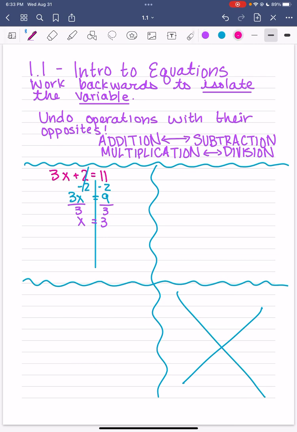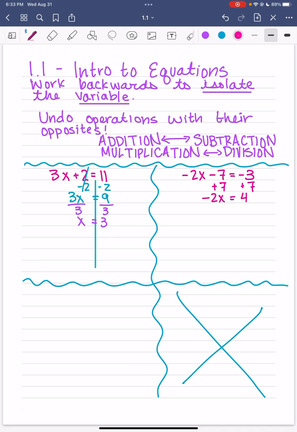Next example we have is negative 2x minus 7 equals negative 3. For this one, to get that negative 2x by itself, we've got to get rid of the negative 7. We're going to do that by adding 7 to both sides. I don't know why this iPad's being weird. It's not letting me write normally. So add 7 to both sides. The left side, we've got negative 2x. On the right side, we've got negative 3 plus 7, which is 4.